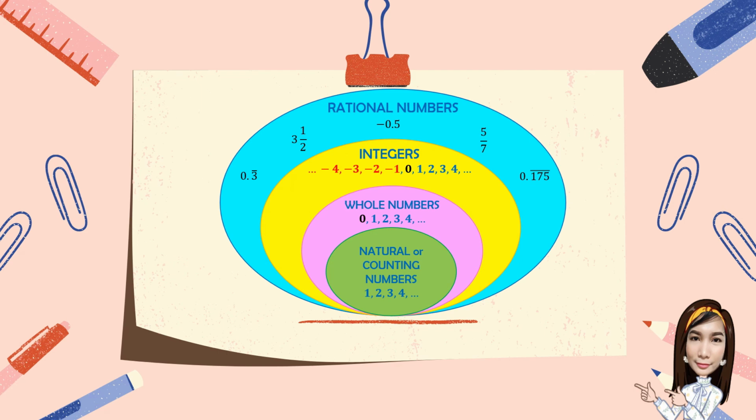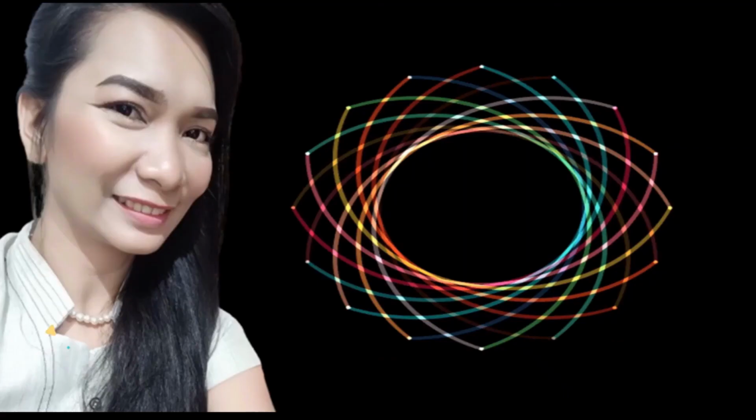So we have 3 1/2, negative 0.5, 5/7, 0.175 repeating, and 0.3 repeating. And those are what we call the rational numbers. And also the integers, whole numbers, and counting numbers are considered the rational numbers.